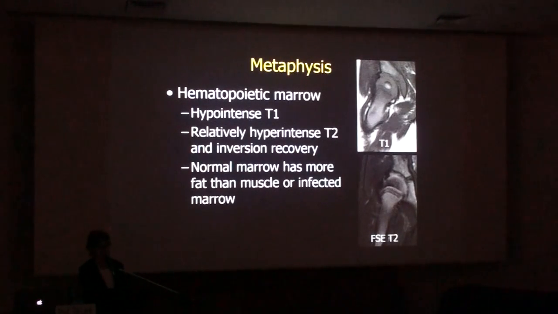The problem is the metaphysis can really be a very difficult area to interpret. It's confusing, particularly if there's residual red marrow. But one rule of thumb is red marrow still has more fat than muscle. So if you compare it to the internal standard of the adjacent muscle, we can see that there's relatively fatty signal in the proximal metaphysis compared to the muscle. However, normal muscle also has more fat than infected muscle. So remember, if you see any fat signal in there, it's unlikely to be infected.